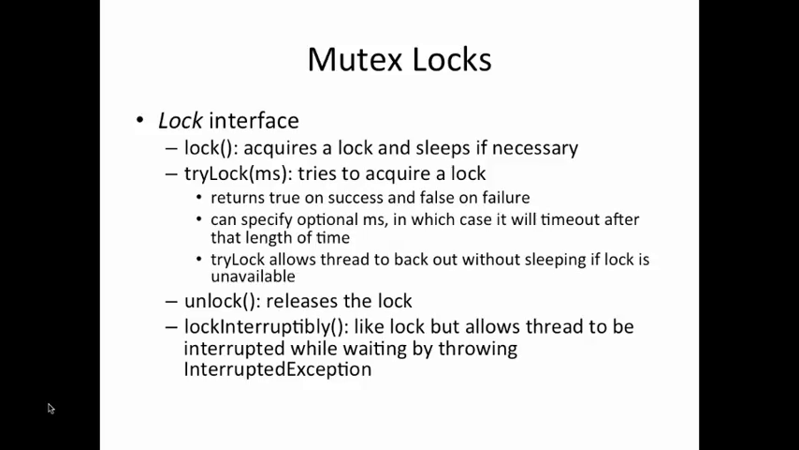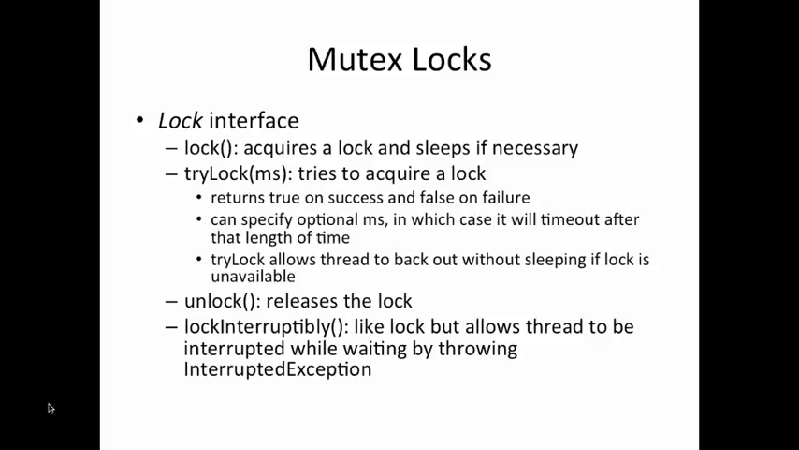We'll start by talking about mutex locks, and they implement an interface called the Lock interface, which provides four principal methods. The first is the lock method, which allows you to acquire a lock and sleep if necessary. This is equivalent to a synchronized statement or a synchronized method. You will sleep as long as necessary in order to get the lock.